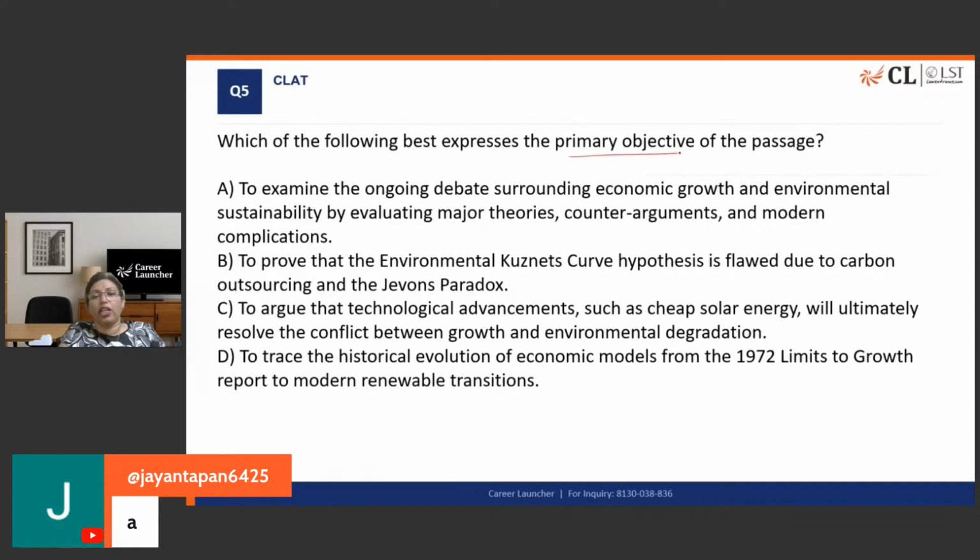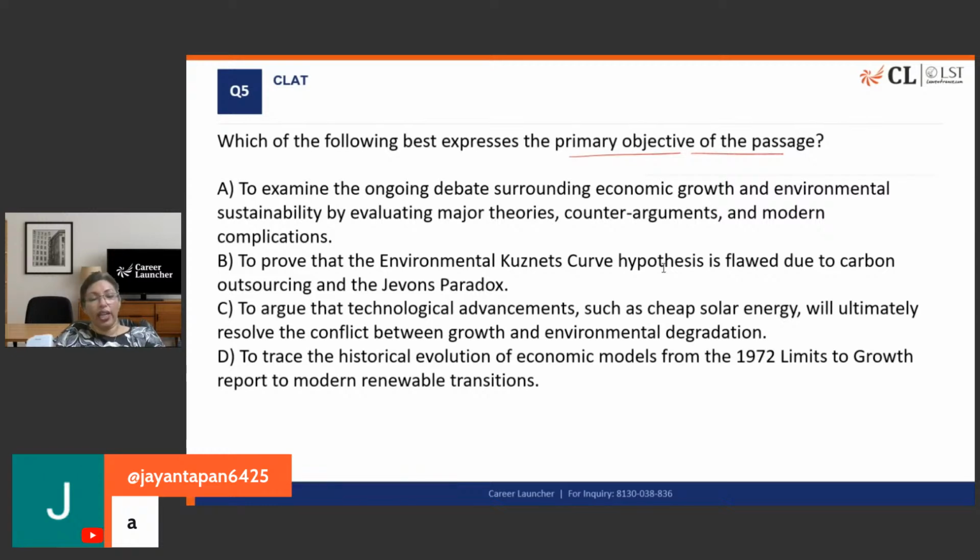What is the primary objective of the passage? What is the author trying to tell you here? A: To examine the ongoing debate surrounding economic growth and environmental sustainability by evaluating major theories, counter-arguments, and modern complications. B: To prove that the environmental Kuznets curve hypothesis is flawed due to carbon outsourcing and the Jevons paradox. C: To argue that technological advancements such as cheap solar energy will ultimately resolve the conflict between growth and environmental degradation. Or D: to trace the historical evolution of economic models from the 1972 Limits to Growth report to modern renewable transitions.